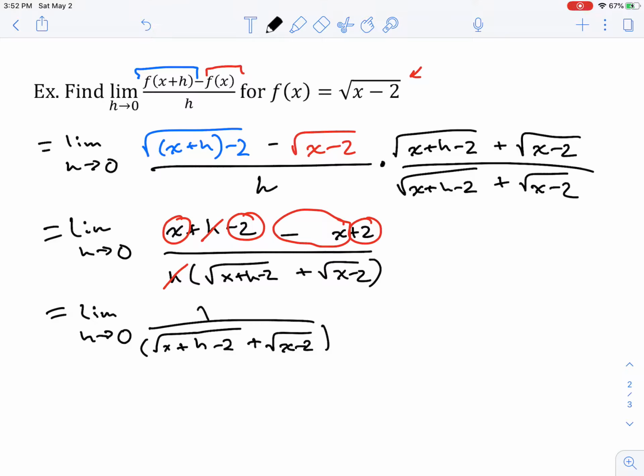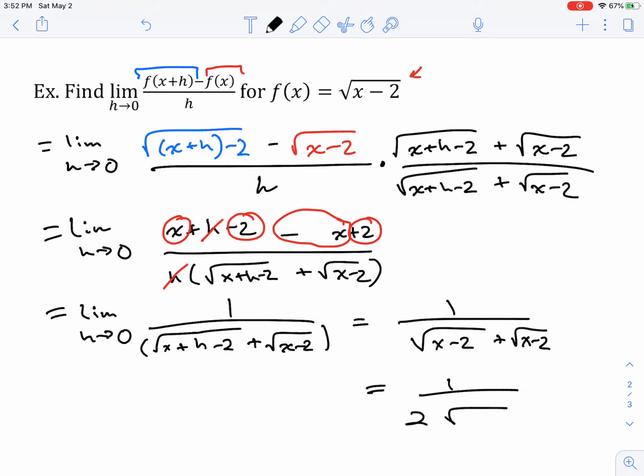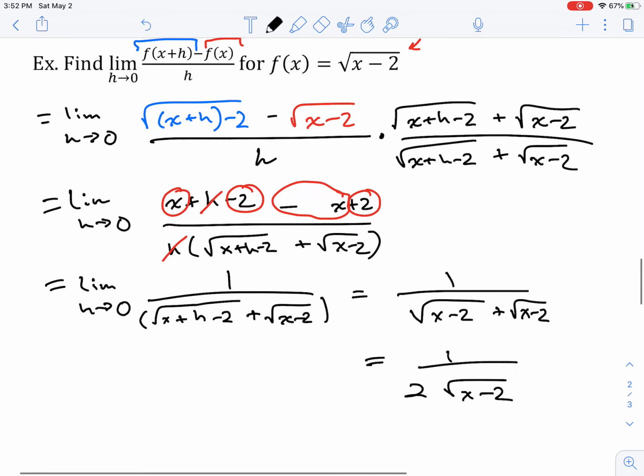And the fact that that h is now gone is pretty good sign that we'll probably be able to find our limit here without getting indeterminate form. So if we plug in 0 for h here, we're left with 1 over the square root of x minus 2 plus the square root of x minus 2. And if I just clean that up, that just gives me 1 over 2 times the square root of x minus 2. So again, here's the limit of this difference quotient.